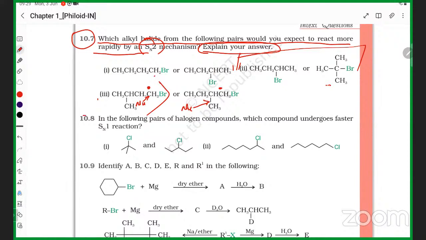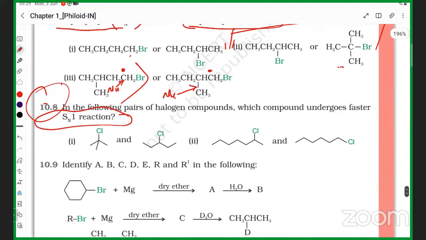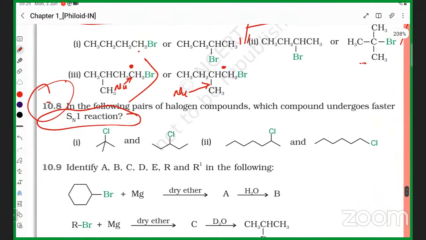Okay. Now question number 10.8. Read the question. Of the following pairs of halogen compounds, which compound undergoes faster SN1 reaction? Which one will go faster? The first pair is this one. Which one will go faster in SN1 reaction?